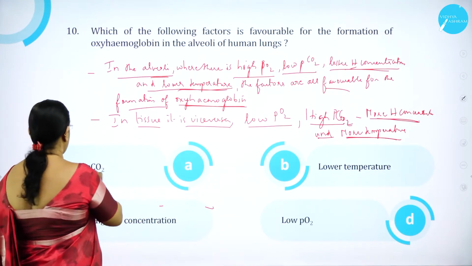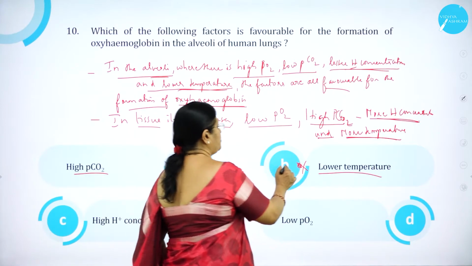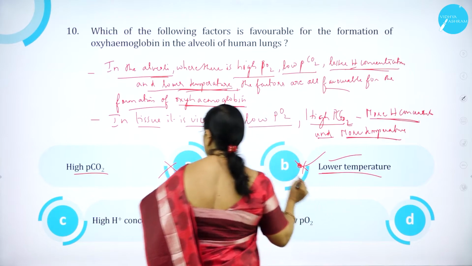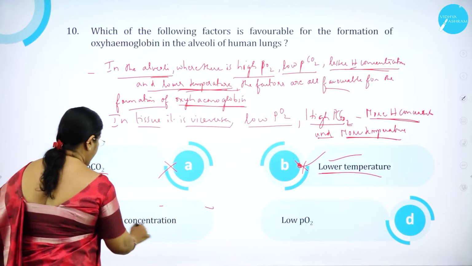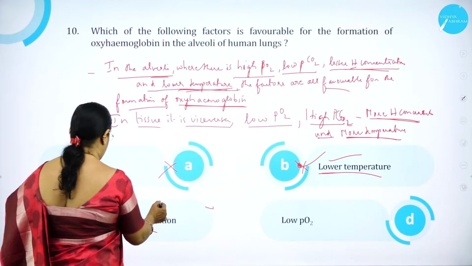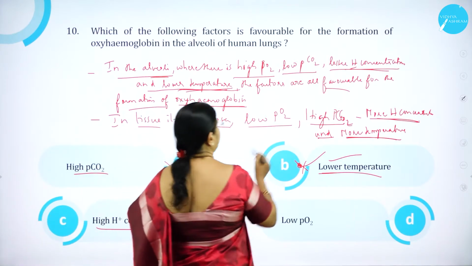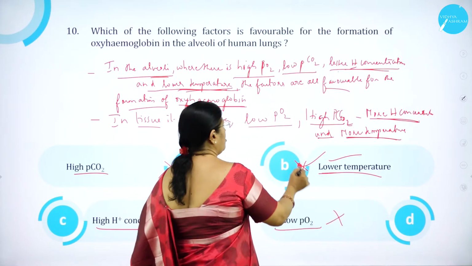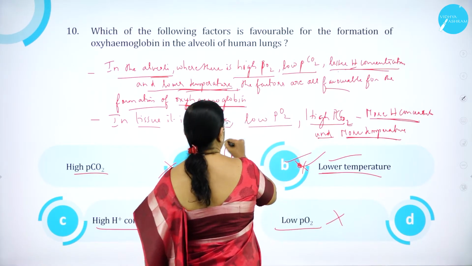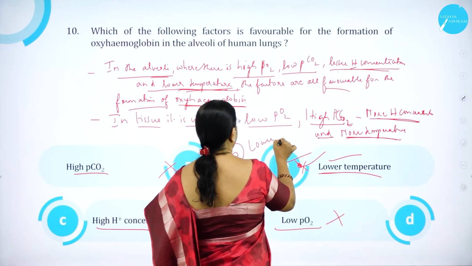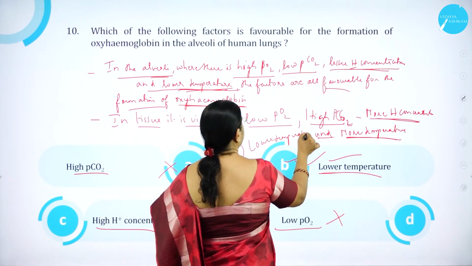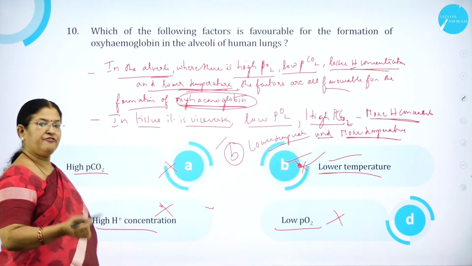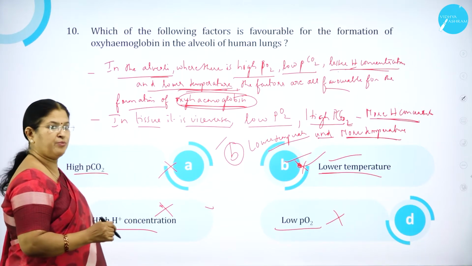So what are the options? High PCO2, wrong. Option B, low temperature. Lower the temperature, correct. Then high hydrogen concentration, wrong. It is low, lesser hydrogen concentration. So option B is correct. Option B is lower temperature. It favors the process of formation of oxyhemoglobin. Lower temperature favors the process of formation of oxyhemoglobin.